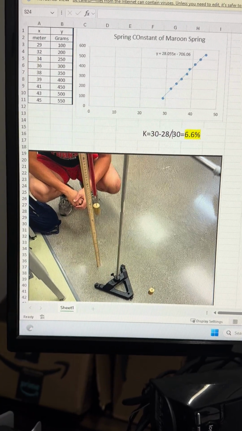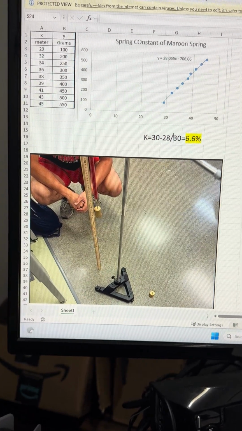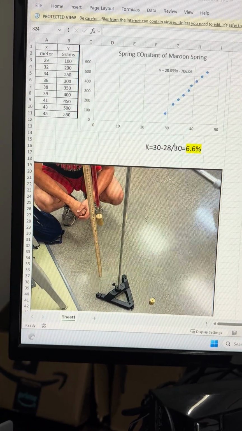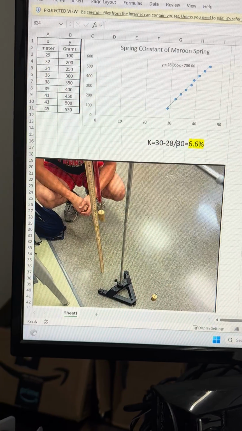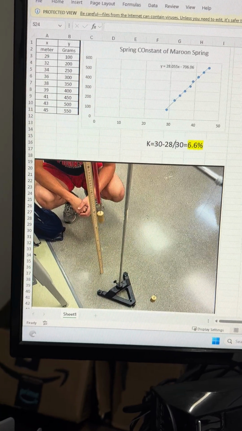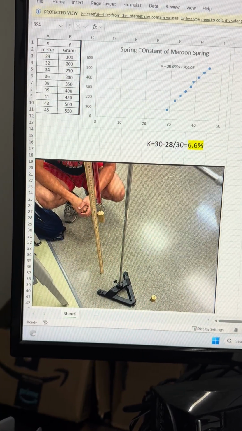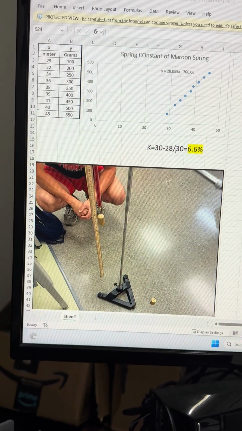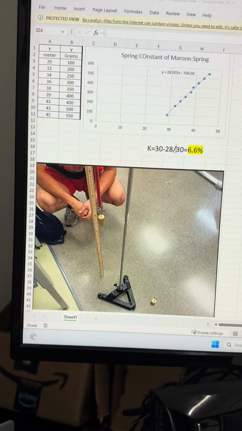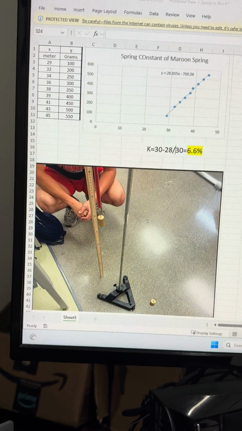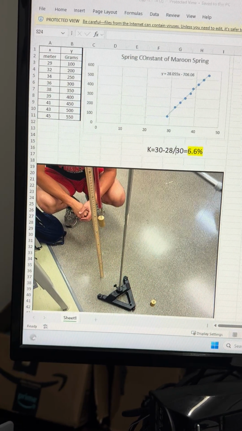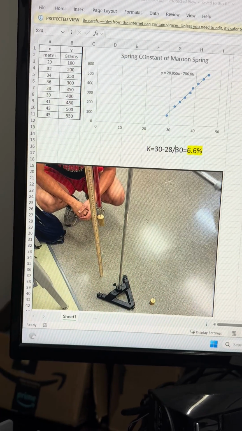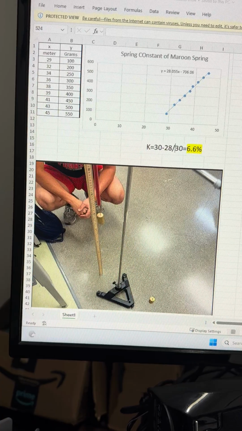So this is our lab 6. This was on the spring constant. What this lab was, ours was the maroon spring. For this apparatus, what we needed was the stand, the metric stick, the spring, and weight in grams. We had to increase the weight, starting at 50 grams all the way to 600 grams.